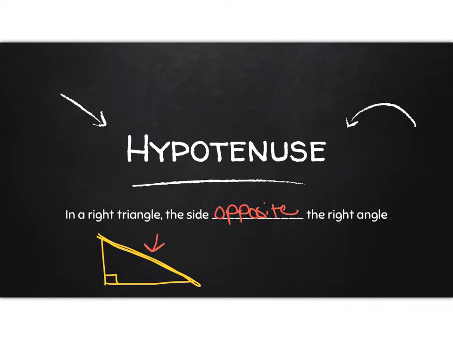That's not in every triangle. It's only in right triangles that we have a hypotenuse. So if you're talking about like a scalene triangle, right? If none of these angles are right angles, then none of the sides are the hypotenuse.